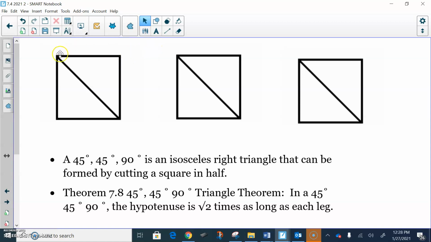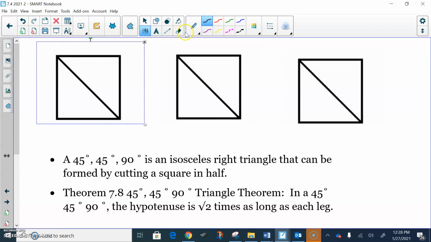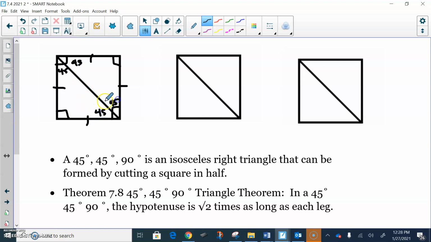So the first one, we're going to start with a square. And we know a square has four right angles, and it has four congruent sides. And when we draw in the diagonal, what it does is it cuts that 90-degree angle into two equal 45-degree angles. So what we have is what we call a 45-45-90 triangle. So let's investigate what the shortcut is.